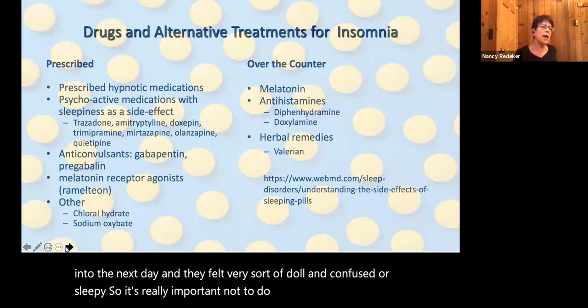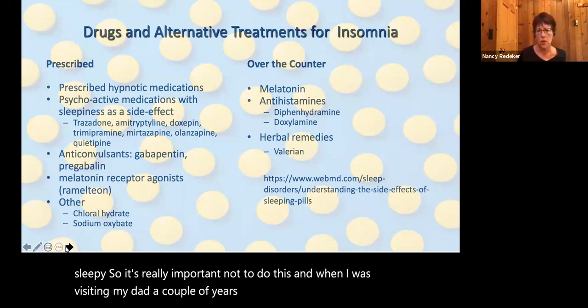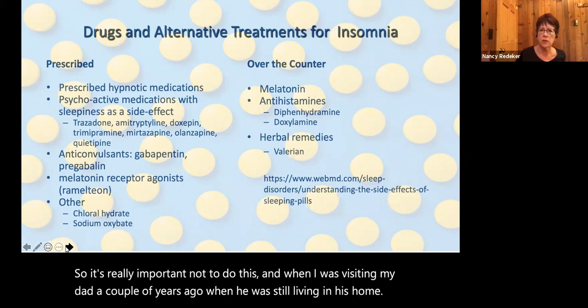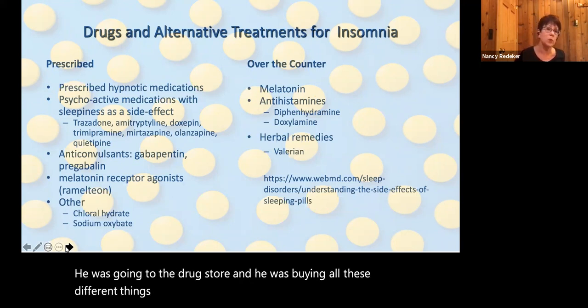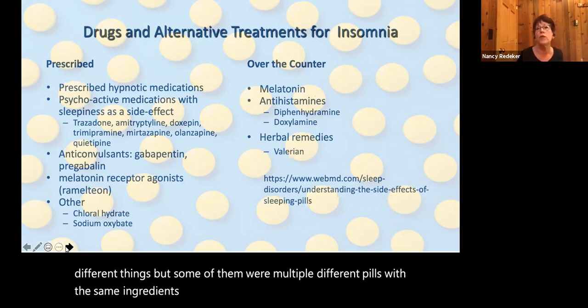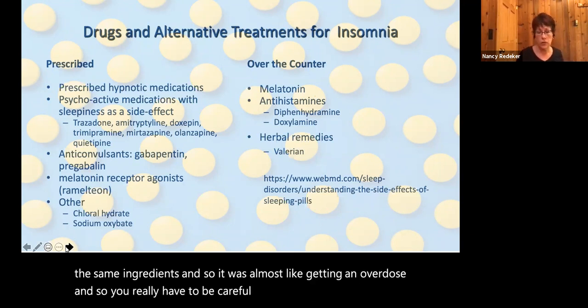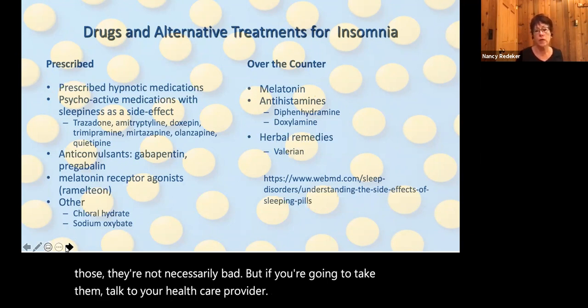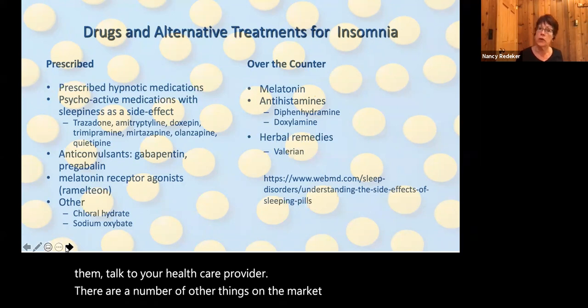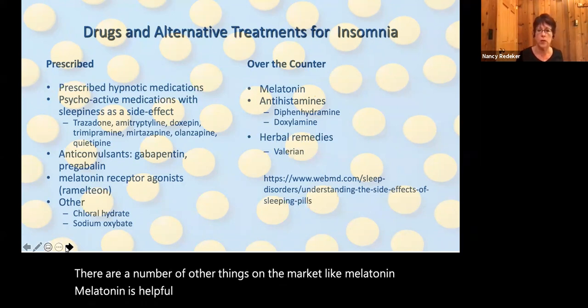When I was visiting my dad a couple of years ago, when he was still living in his home, he was going to the drugstore and buying all these different things, but some of them were multiple different pills with the same ingredients. So it was almost like getting an overdose. You really have to be careful. If you take those, they're not necessarily bad, but talk to your healthcare provider. There are a number of other things on the market, like melatonin. Melatonin is helpful to some people. What's important to know is that melatonin is not regulated.